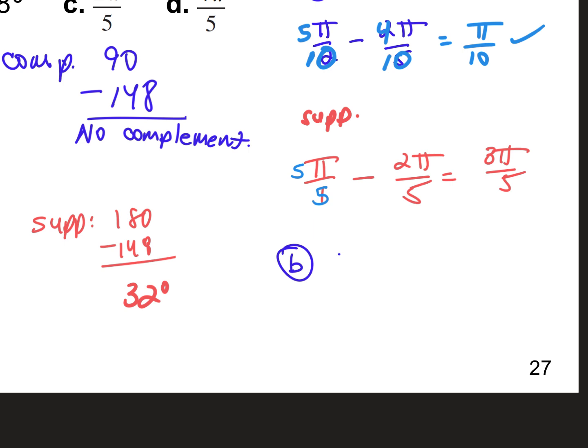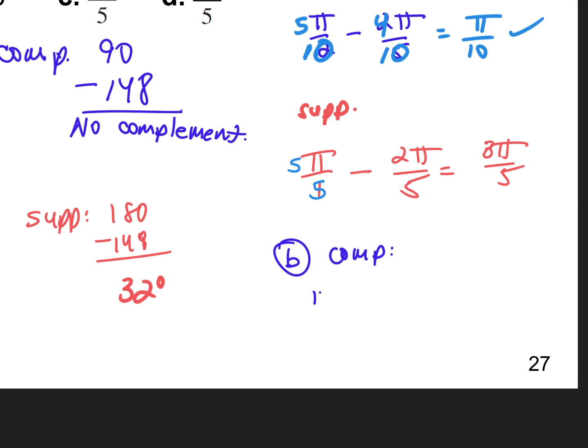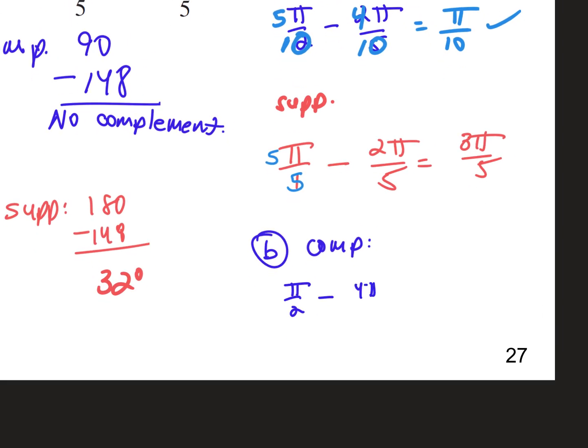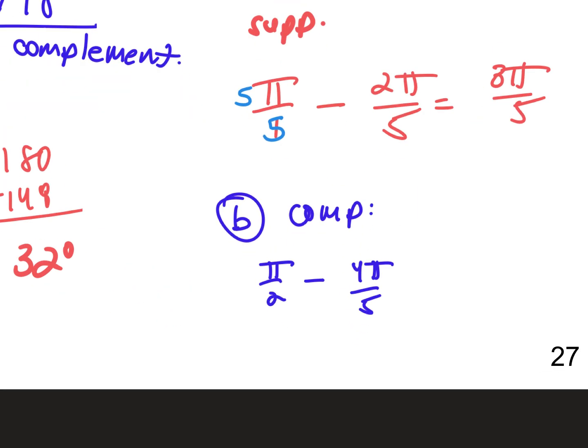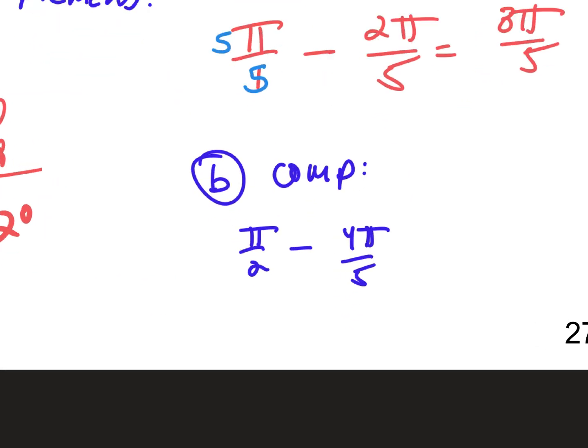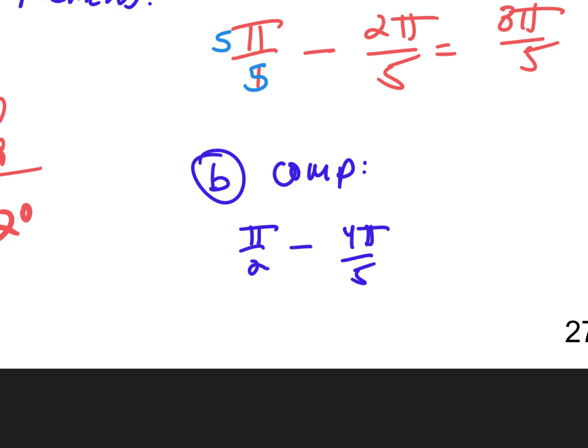All right, so complement. What's the complement in terms of radians? Pi over 2. Okay, so pi over 2 minus 4 pi over 5. Common denominator between those two. 10. All right, so if I multiply the bottom by 5, I get 10. So I multiply the top by 5. Multiply the bottom by 2, I get 10. So multiply the top. What's 5 minus 8? Negative 3 pi over 10.